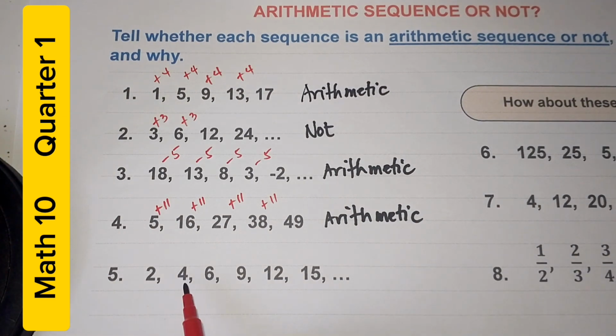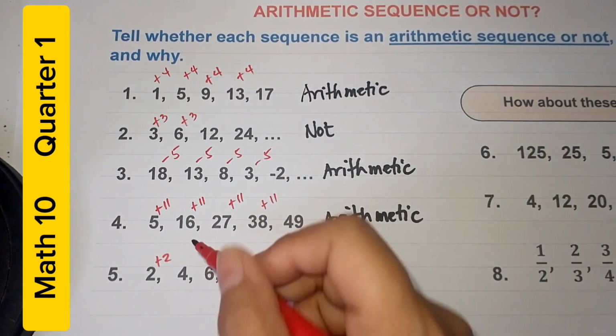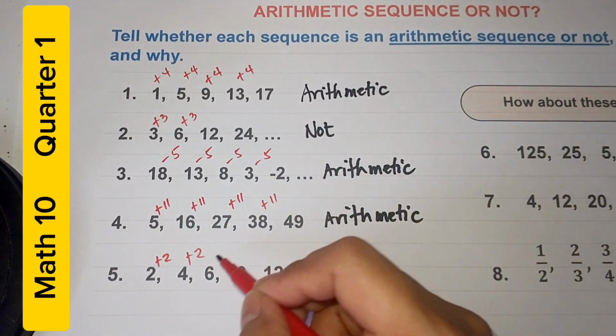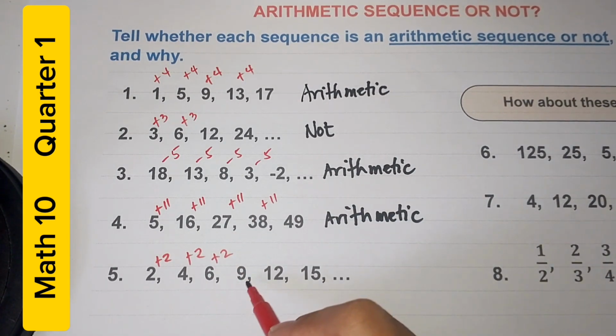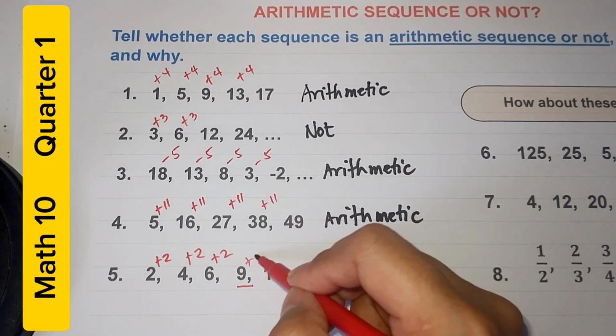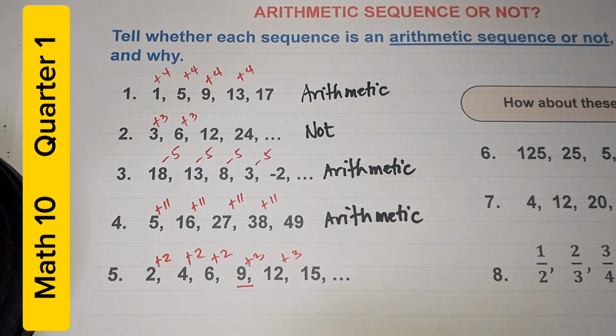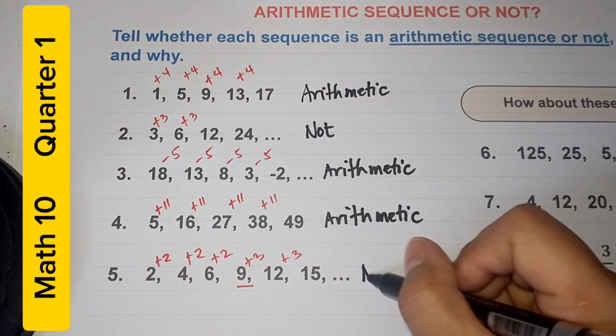What do we add to 2 to get 4? We add 2. 2 plus 2, 4. 4 plus 2, 6. 6 plus 2 is 8. But the number here is 9. Okay. Let's try. 9 plus 3 is 12. 12 plus 3 is 15. Okay. Even though the first three have a common difference and the next terms have a common difference, still, we cannot say that there is a common difference that is applicable to the whole sequence. Therefore, this is not an arithmetic sequence.